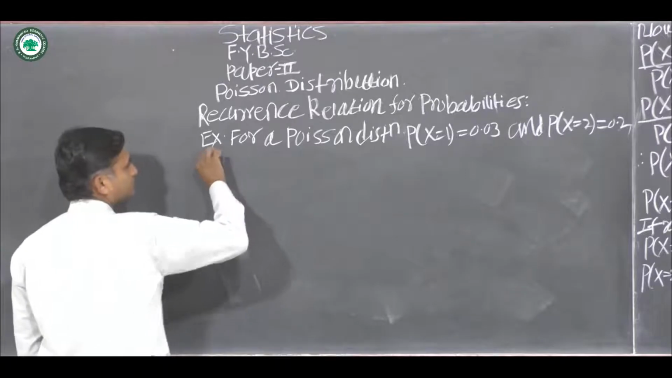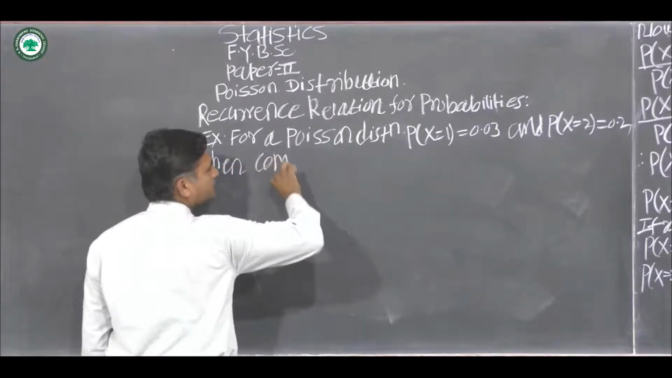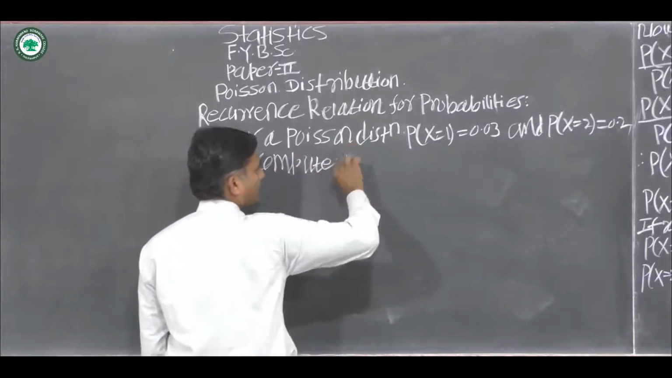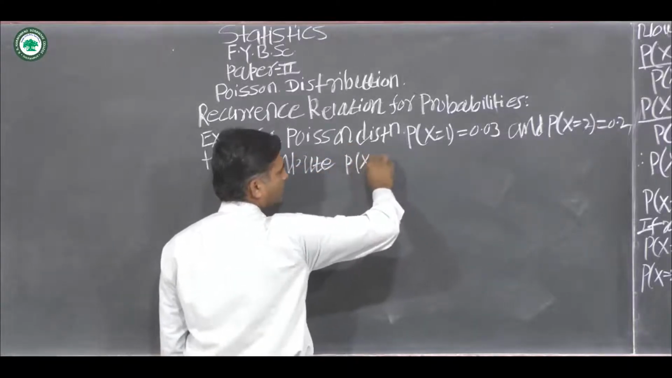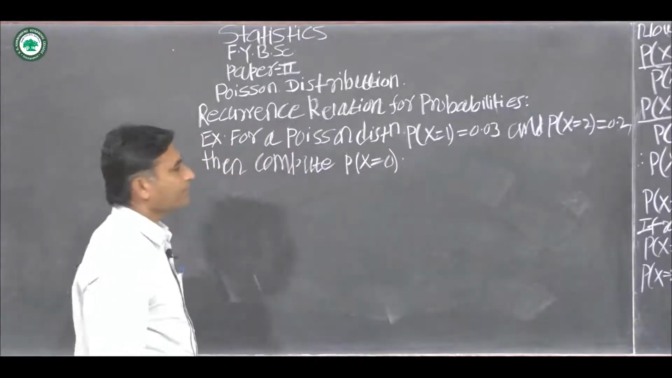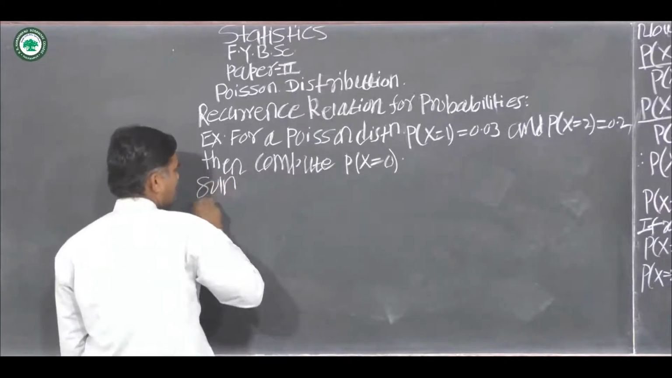Then compute the probability of x equal to 0. Okay, now the solution of this problem.